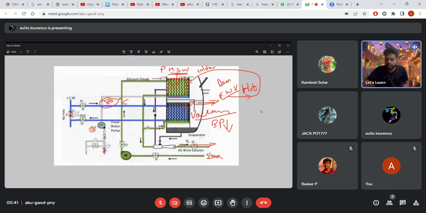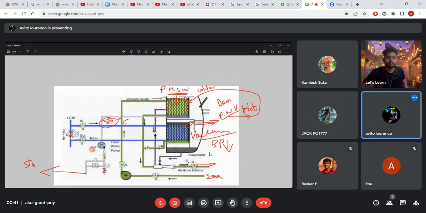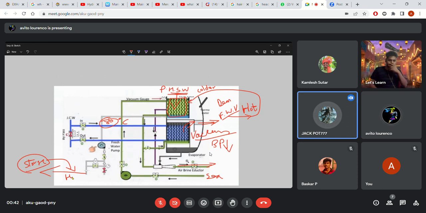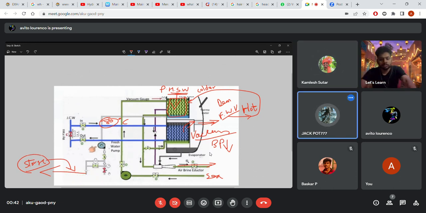I need to revise it for my better understanding. From here it will go into the freshwater storage tank, right? Yes. And then whenever they want it, they can send it to a settling tank or what? Hydrophore. Whenever they want, they will fill it to the hydrophore. What's a hydrophore? At home you use a tank on the top, right?